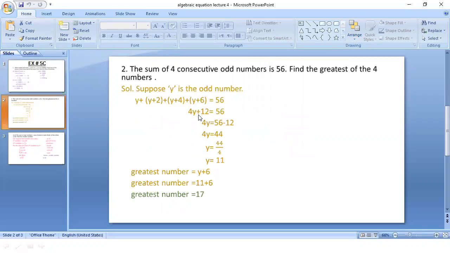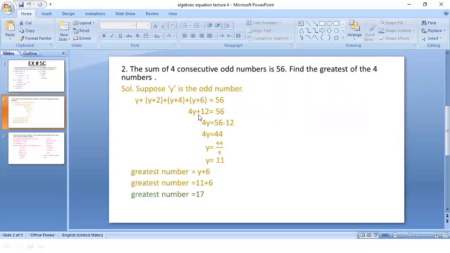This is question number 2 from your book. The sum of 4 consecutive odd numbers is 56. Find the greatest of the 4 numbers. So I have supposed in the solution y is our odd number. Okay, and you already know odd numbers are those numbers which cannot be divided by 2. So I have supposed y is an odd number.